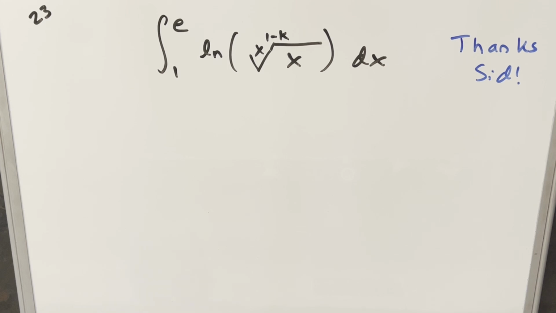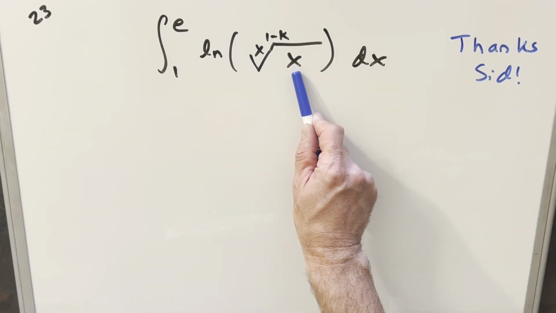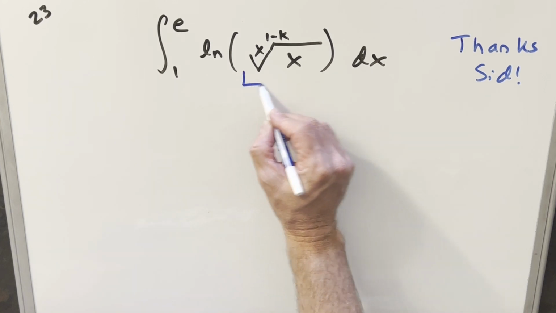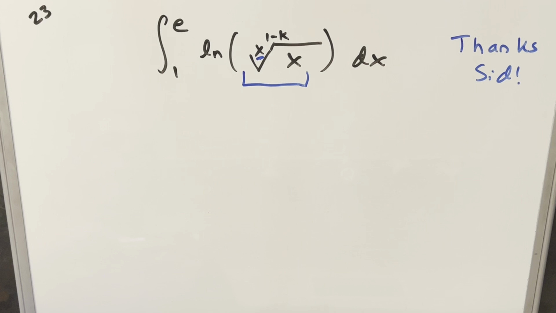Okay, we have here another fun integral sent to me by Sid. We have the integral from 1 to e of natural log of x to the 1 minus kth root of x dx. I think most of this problem is really about just sorting out this, because it's pretty unfamiliar to see an unknown in the root like that.